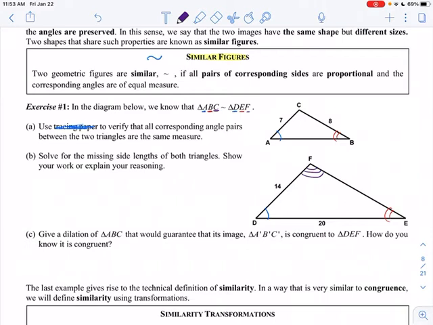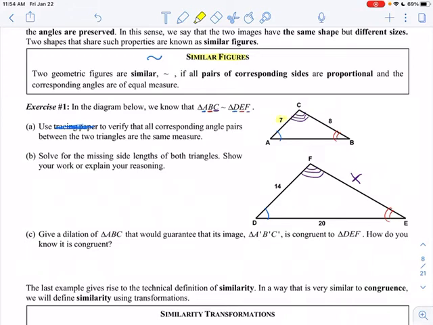So these haven't been turned around or anything like that, but if they were, I could use the order of the letters to know what angles were matching up and what was corresponding and which ones were congruent to each other. So now I'm going to solve to find the missing side lengths of both triangles, and I'm going to show my work. Well, since they're similar, their sides are in proportion. So all I'm going to do is make a proportion. How about I'll first find EF, and I'll call that x.